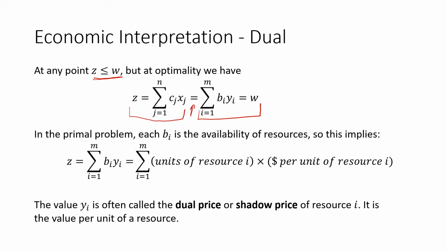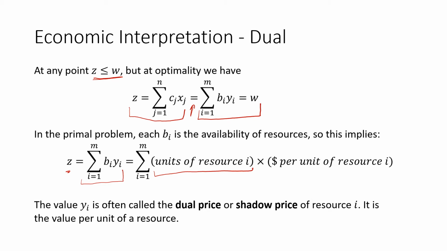In the primal problem, the bi, the thing on the right-hand side in your constraints, was the availability of resources. So what does this imply? If you take this equality, you have that your z, which is your profit, is equal to the sum of the biyi's, which is the optimal objective function from your dual. But the bi is the units of resource i that are available.